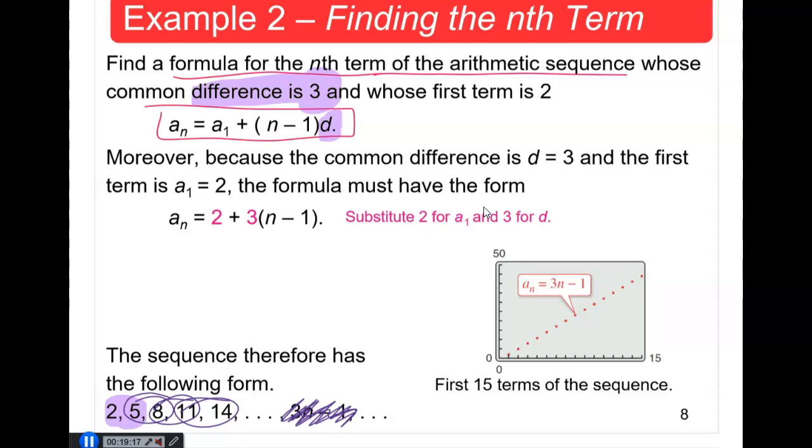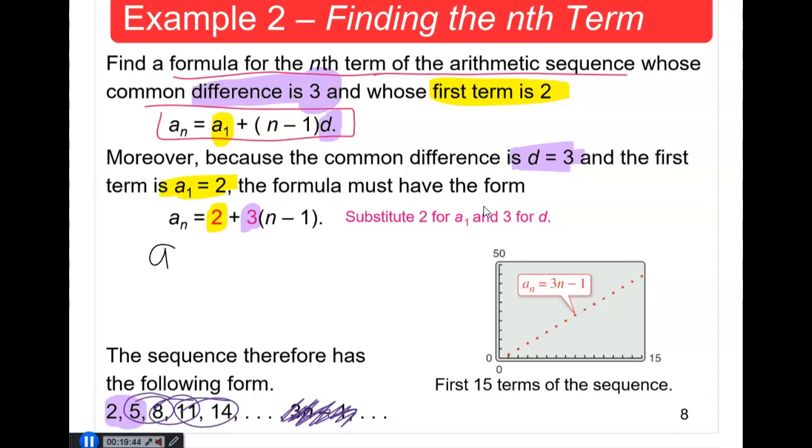We must have the first term, and that will be there. So you could see how the first term is substituted here with a 2, because that's what they equal. And then we have the common difference is a 3, so we have it there, d equals 3. And of course, we have n minus 1.